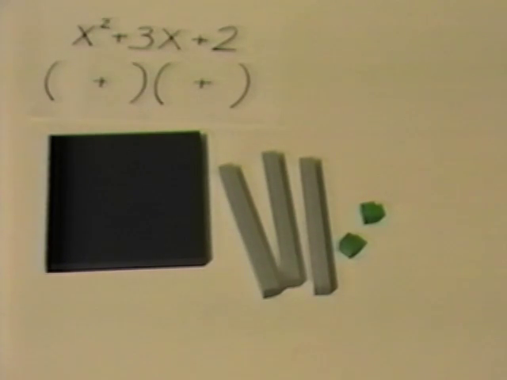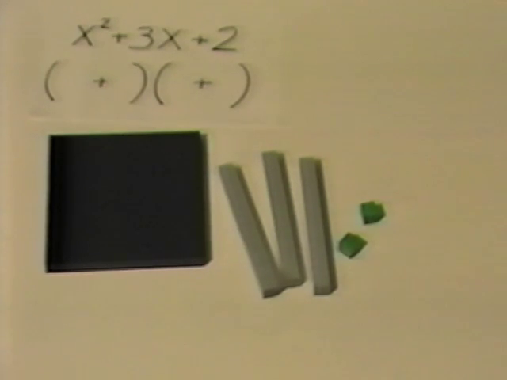Good preparation before we actually start factoring is reading expressions and getting the amounts out. For example, if we had X squared plus 5X plus 6 written there instead, we would get out an X squared, we would get out 5 X's, and we would get 6 units. Preparation in reading the expression and getting the amount out is good practice before we actually start factoring.